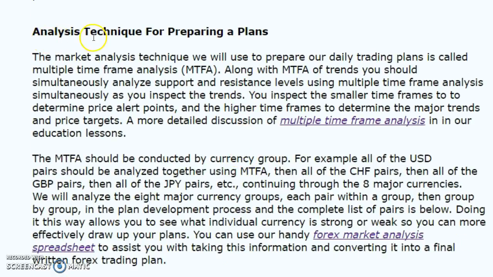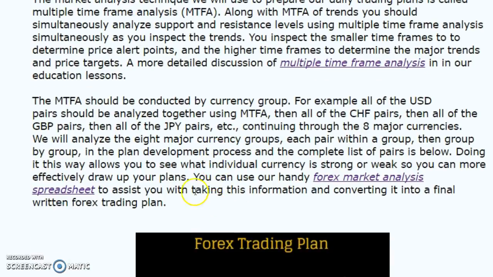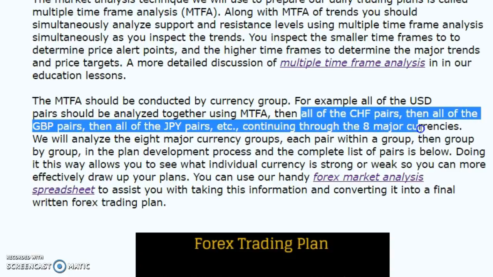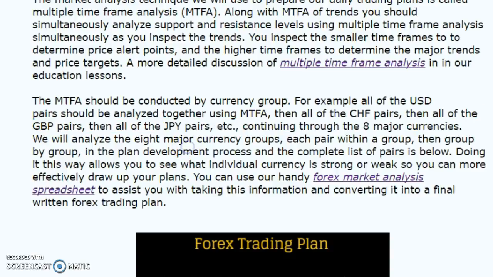So once you set up your indicators, how will you analyze these pairs? Well, you'll be using multiple time frame analysis, and you'll set up your pairs by individual currency. We'll show you how to do that a little bit further down into the article here. For example, you'll set up all the Swiss franc pairs together, all the USD pairs together, all the British pound pairs together in groups, and then you'll analyze each group to see what currencies are strong or weak.